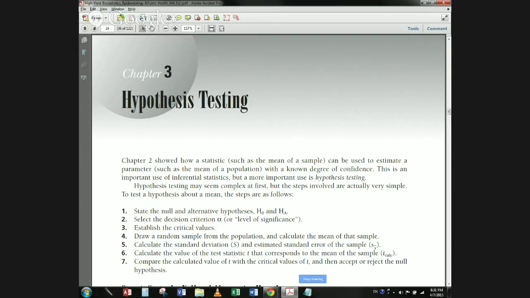Hypothesis testing may seem complex at first, but the steps involved are actually very simple. To test a hypothesis about a mean, the steps are as follows. 1. State the null and alternative hypothesis. This would be the H0 and HA. Select the decision criterion alpha or level of significance.